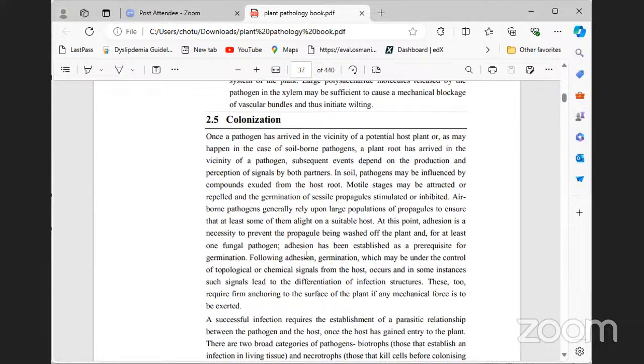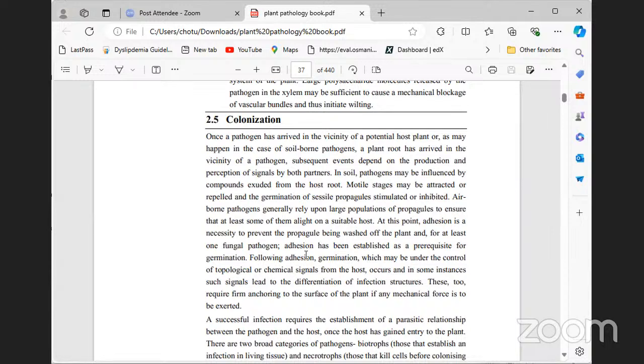Airborne pathogens generally rely upon a large population of propagules to ensure that at least some of them alight on a suitable host. At this point, adhesion is a necessity to prevent the propagule being dislodged, and is a prerequisite for germination.